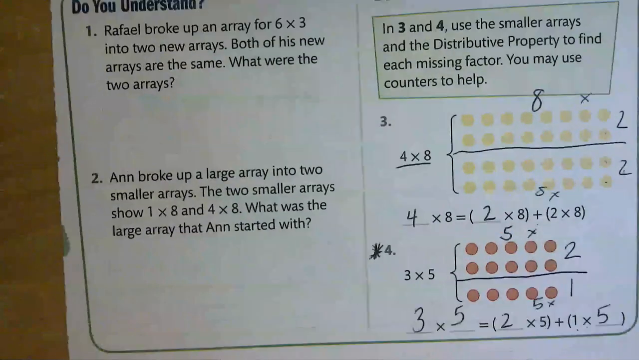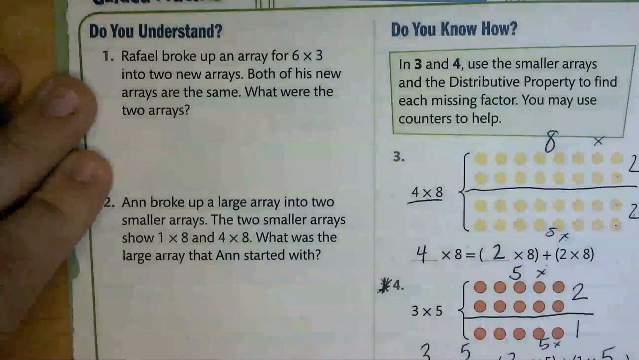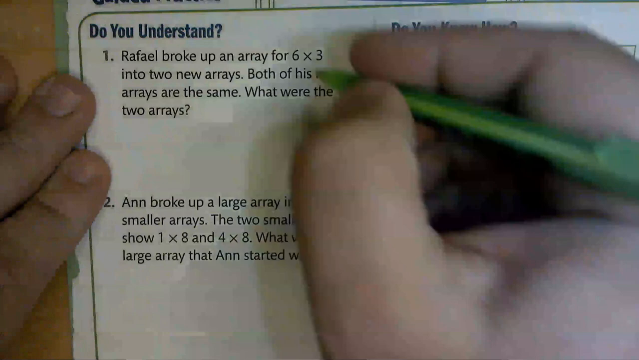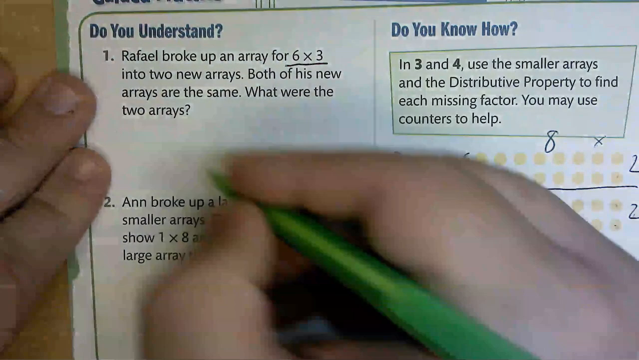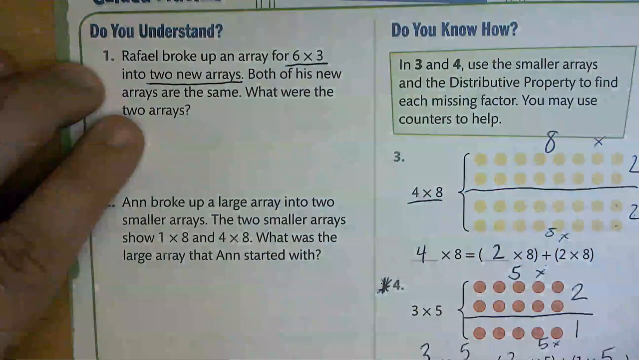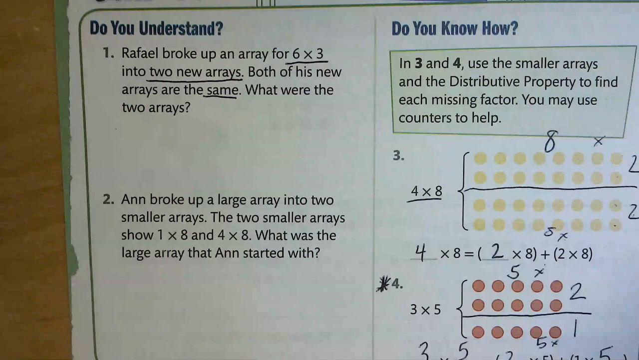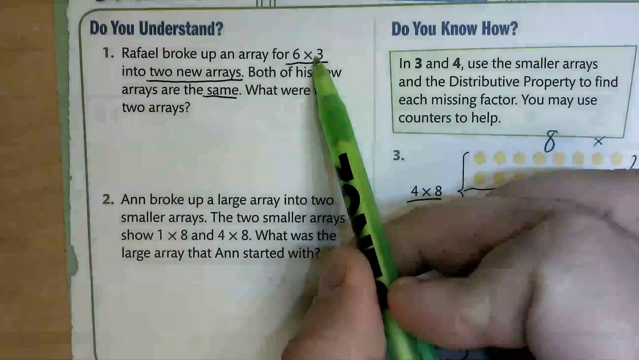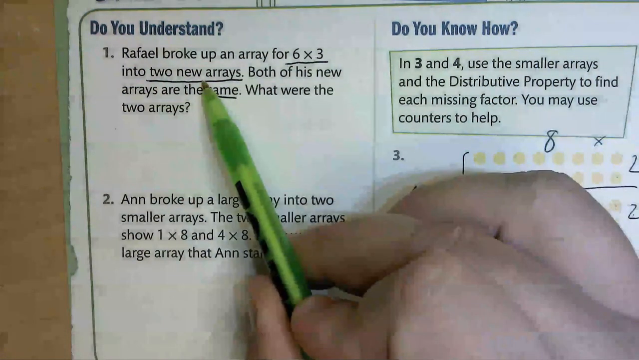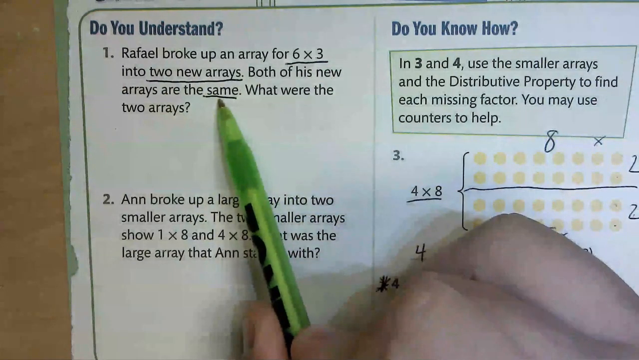Well, let's go back over. Now that we've got that, let's take a look at number 1. It says Raphael broke up an array for 6 times 3 into 2 new arrays. I'm going to underline 6 times 3, and then I'm going to underline 2 new arrays. Both of his new arrays are the, and underline, same. Why did I underline those important pieces? This is the numbers that I'm starting with. I know I need to break it into 2 parts now, and those parts need to be the same.